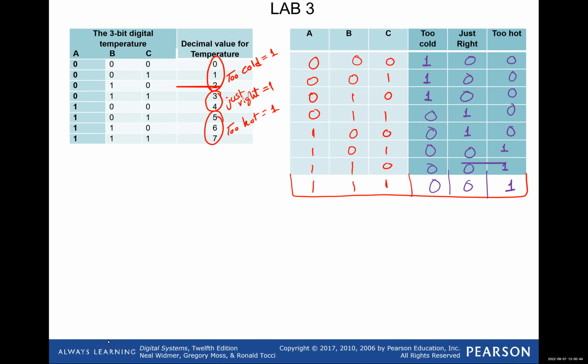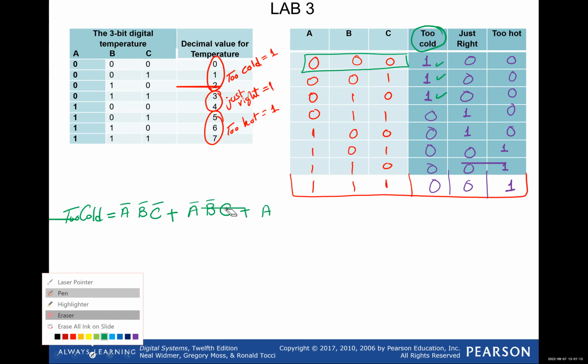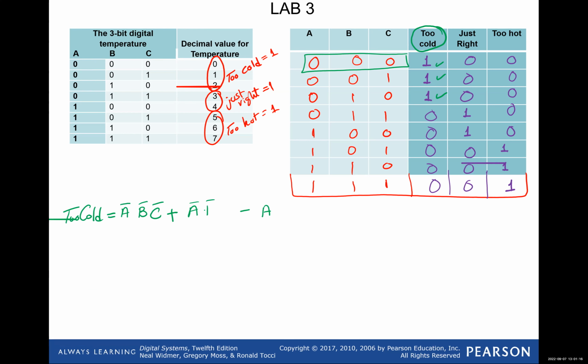Now to find the Boolean function expression for each one of them, let's start with the too cold. Okay, I have 1, 2, 3 minterms. So the too cold is equal to the first minterm here, which is the A complement, B complement, C complement, or A complement, B complement, C, or A complement, B, C complement.